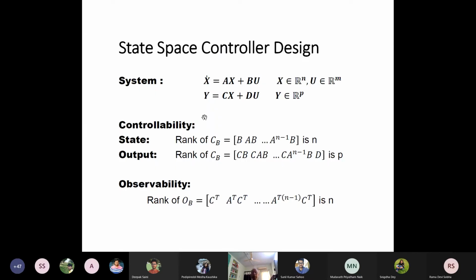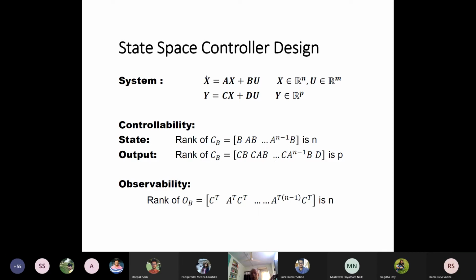Okay, so the state space model we know already is a linear state space model. This state space controller design is based on the linear state space model. The state space model is basically x dot is equal to ax plus bu, which are called the state equations, and y is equal to cx plus du, which is called the output map. Here x is of order n, u is of order m, and y is of order p. That means n number of state variables, m number of input variables, and p number of output variables are there.